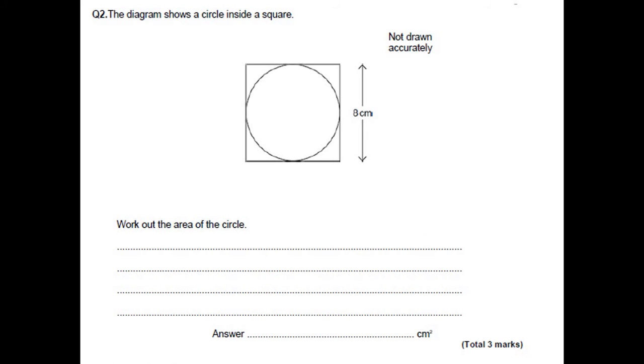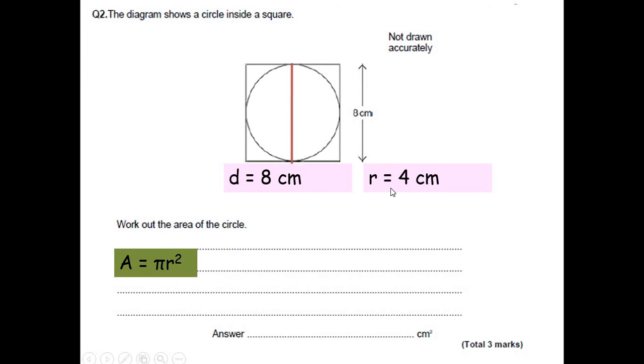Our second question shows a diagram of a circle inside a square. And here we've been given the height of this square is 8 centimeters. It wants us to work out the area of the circle. Because the height of this square is 8 centimeters, it also means that the diameter of the circle will be 8 centimeters, which means the radius is half of that. 8 centimeters all the way across, the radius is just half of it, radius to the middle. So the radius is 4 centimeters.